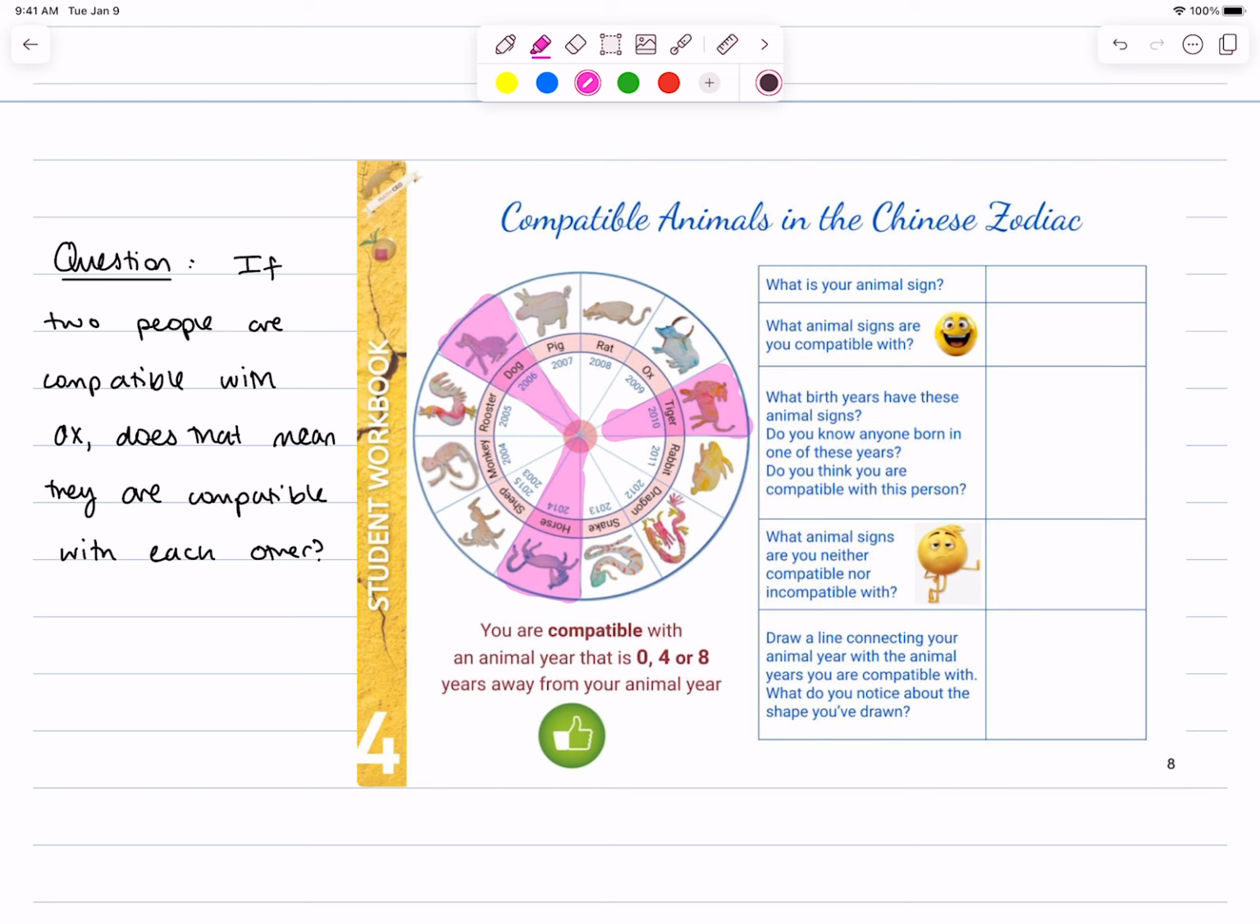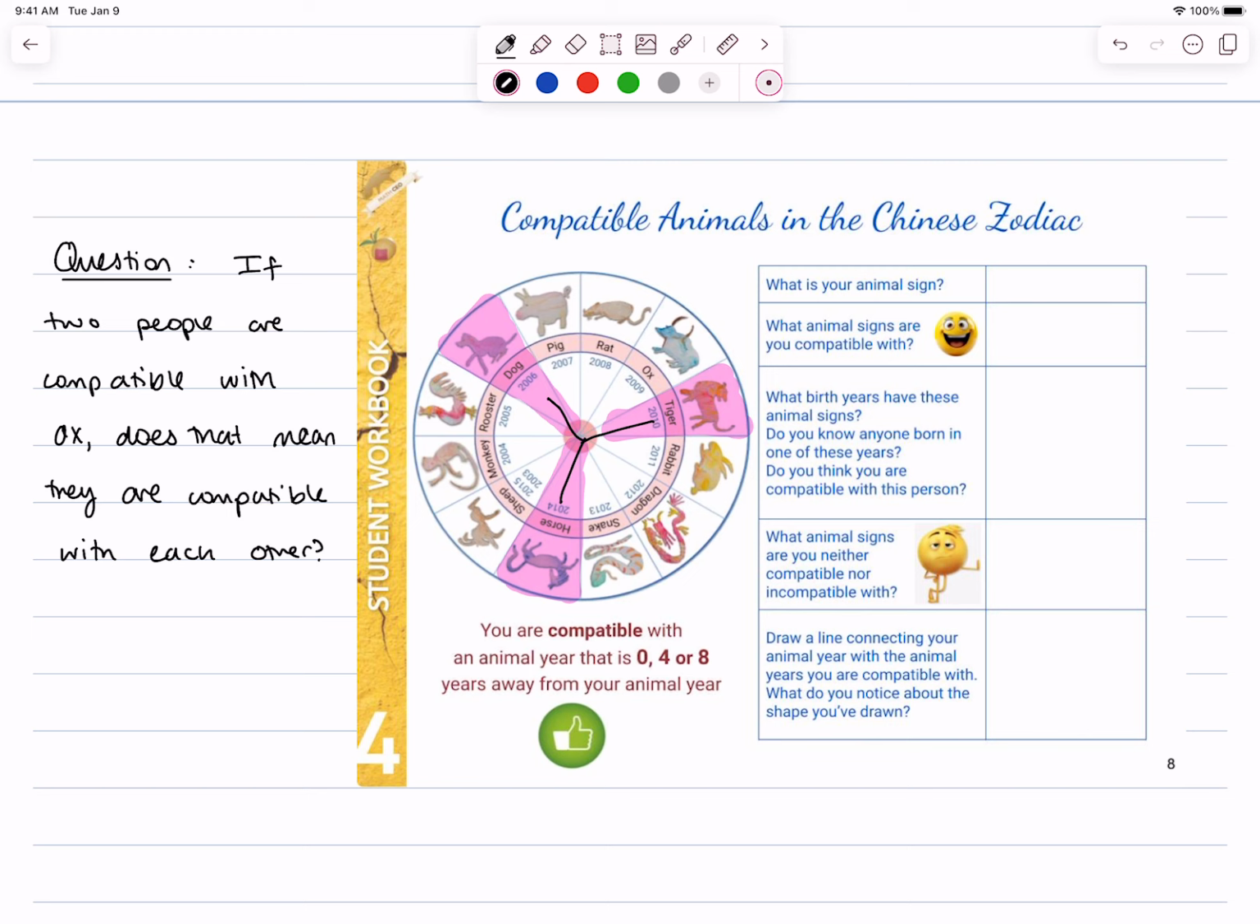Cool. And then you can ask the same sort of questions like, do you know anyone with these animal signs that are compatible to you? Do you think that they're good descriptors of what's going on? Why or why not? And then you can draw a connecting line or shade like I have done. And then you see that there are perfect thirds happening. Why would it be thirds? It's probably because 0, 4, or 8, that's 0 thirds, 1 third, or 2 thirds of 12. So, there's some intuition for you.